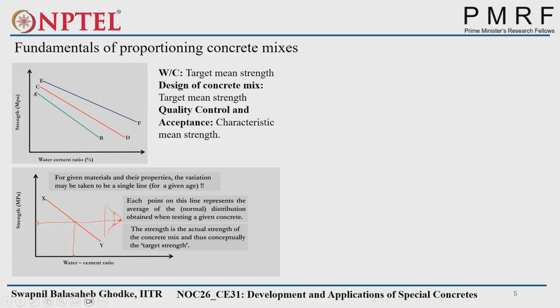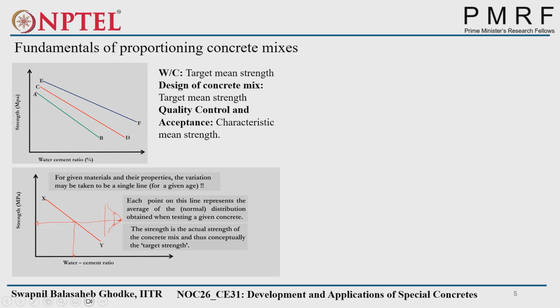So, strength versus water cement ratio. Whatever plots we got, every point on the plot indicates the target mean strength. Every point on this line indicates the target mean strength. Only then do we get a linear line for strength versus water cement ratio.